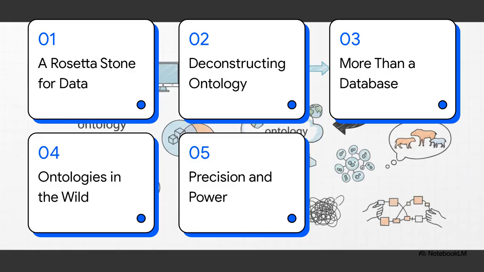So here's how we're going to break it down. First, we'll see why our data is so often lost in translation. Then, we're going to literally take an ontology apart to see how it ticks, and we'll get really clear on why it's so much more than just a database. After that, we'll look at a real-world example that is, frankly, mind-blowing. And finally, we'll uncover the secret to making a really good one. You ready? Let's jump in.